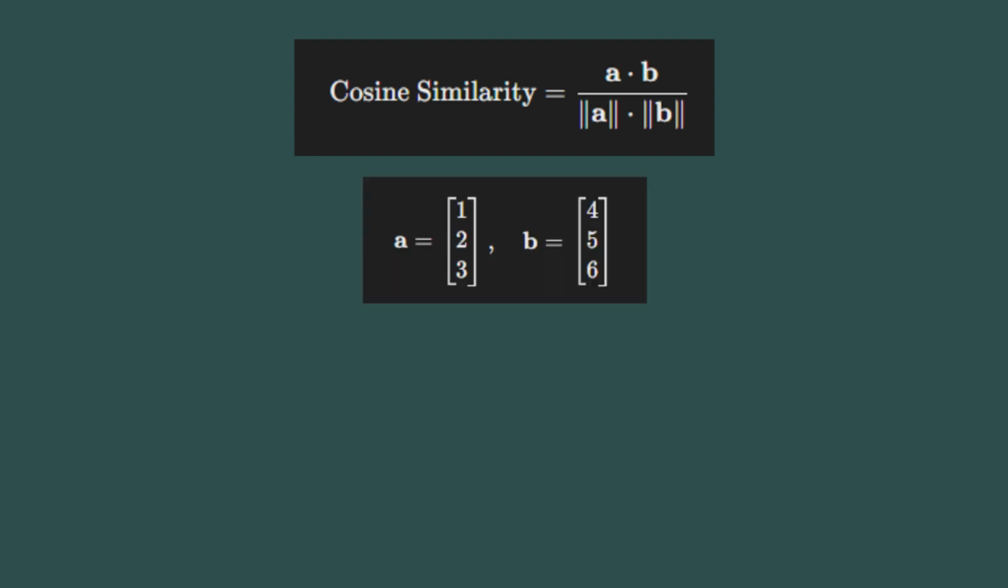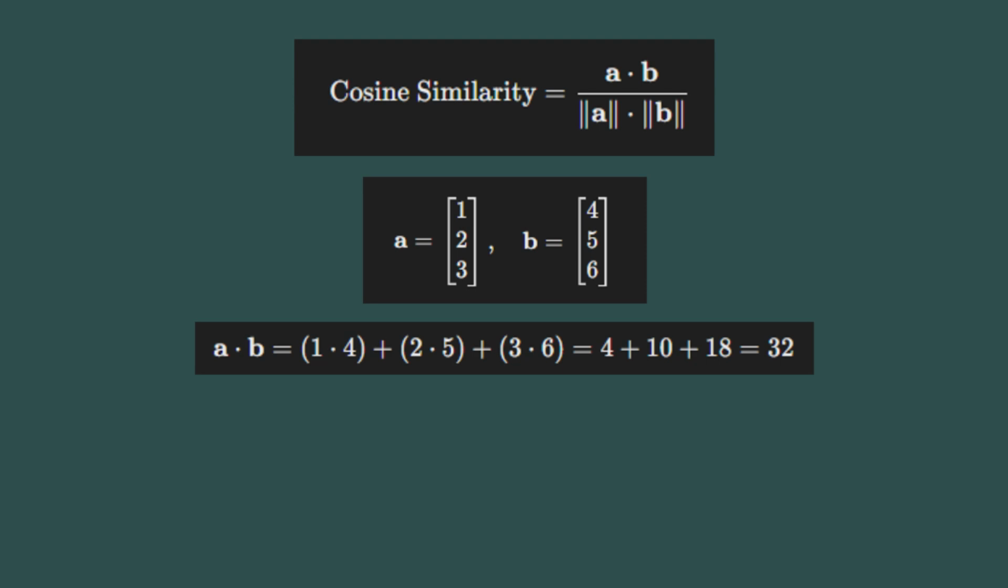Consider two vectors, one representing a user's interest in different movie genres, and the other representing the genre features of a specific movie. If the user's vector contains values 1, 2, and 3, and the movie's vector contains values 4, 5, and 6, we first compute the dot product. This involves multiplying the first components, 1 and 4, the second components, 2 and 5, and the third components, 3 and 6, and summing these results. The dot product is 32.